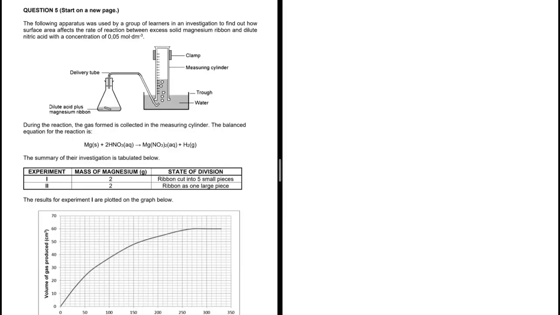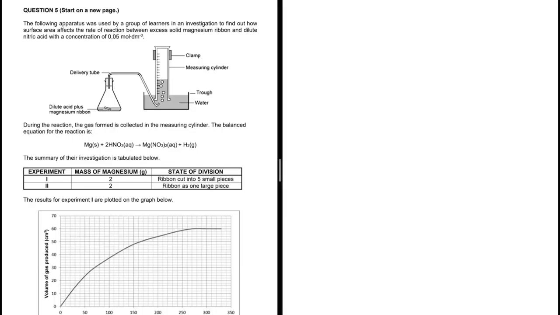5.6. Calculate the mass of magnesium metal that remains in the conical flask when the reaction is stopped. Assume that the molar volume is 24 decimeter cube per mole. So the molar volume is 24 decimeter cube per mole at room temperature.